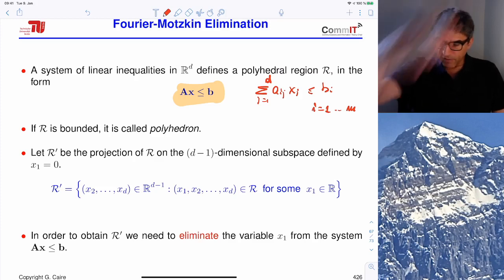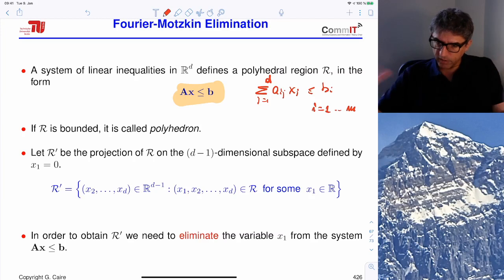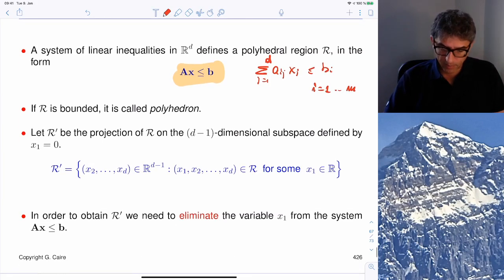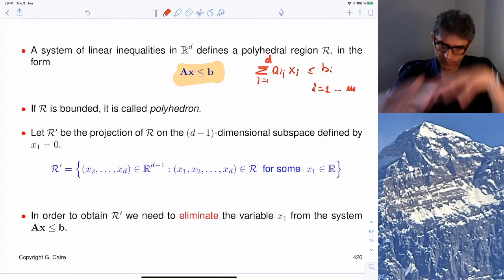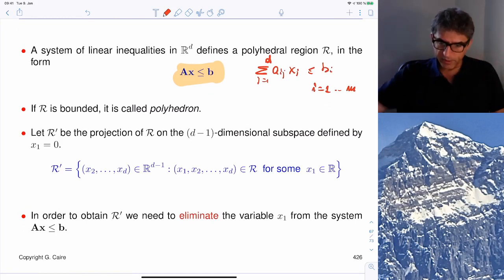Every inequality defines a half space. So you take the intersection of all these half spaces, and you get what is called a polyhedral region in R^d. If R is bounded, this is called a polyhedron. Like, for example, a polymatroid is a polyhedron because it's a bounded region in d dimensions bounded by hyperplanes.